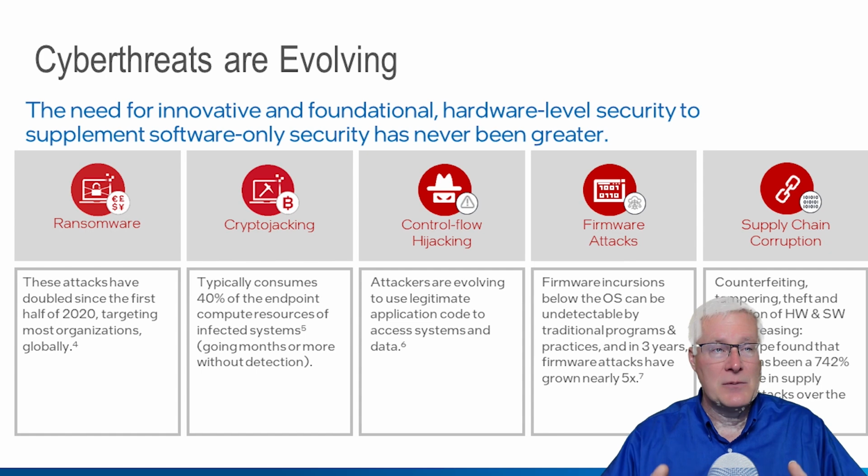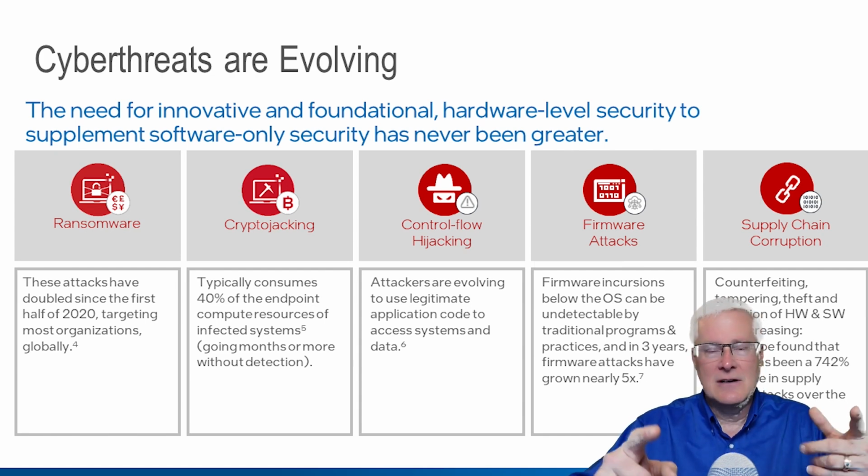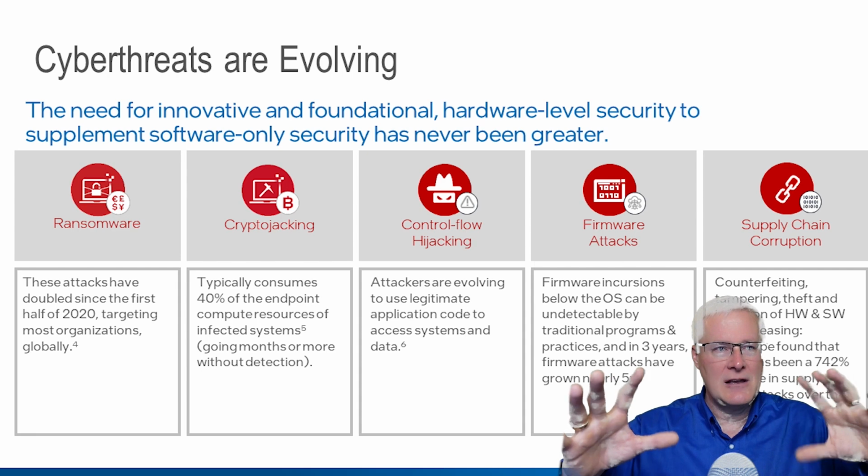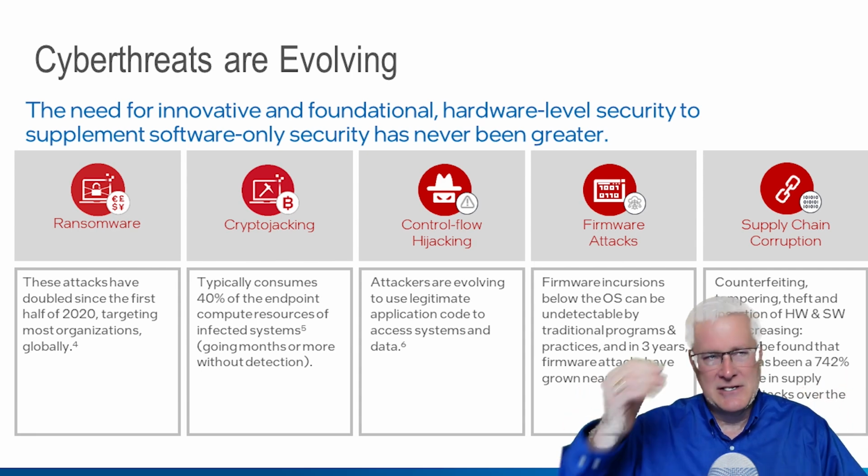The next one is firmware attacks. Now, this one is really interesting because firmware is typically held pretty tight, but we're starting to see more attacks on firmware, which is below the operating system. Firmware attacks have grown about 5x over the last 3 years, which means they're injecting those attacks in the firmware before it actually gets released, which leads to the last big evolving cyber threat, which is supply chain.